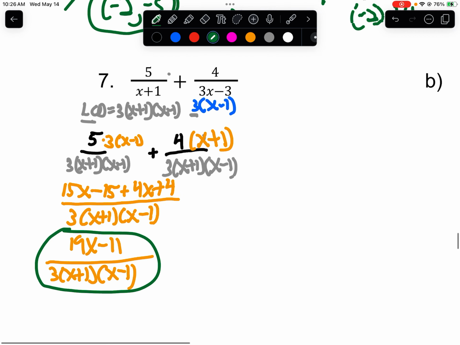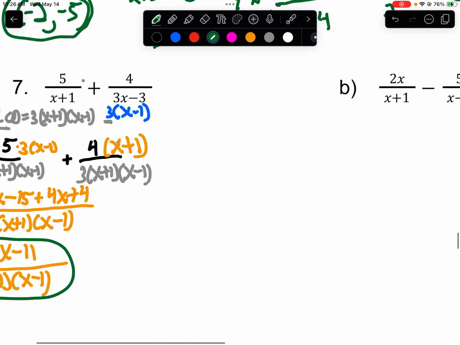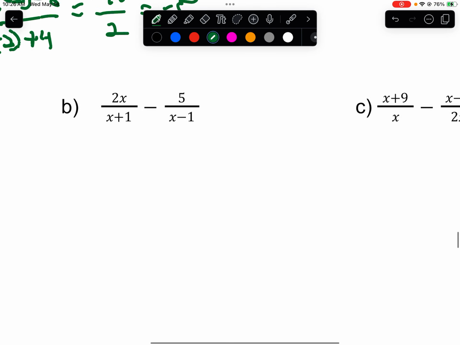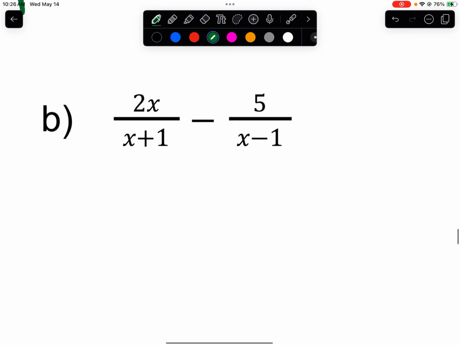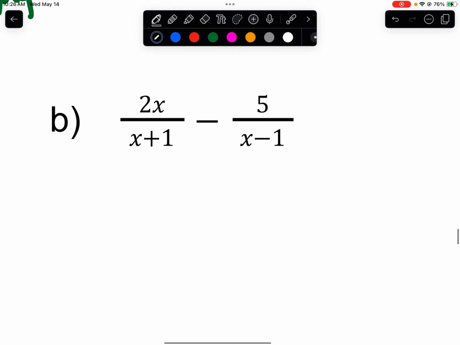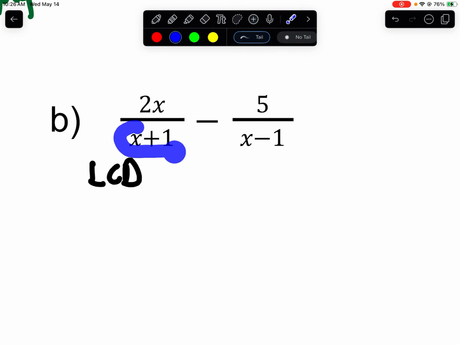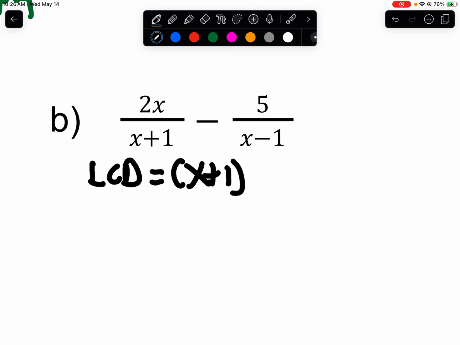Okay? You see, it can be very tricky. Here's another one. I gave you 3. So on B, the LCD, you can tell, you just look at the denominators. Can we factor each one of these? No. So they're both linear terms, right? We got an x plus 1 and x minus 1. So the LCD is just going to be the combination of those two. So it'll be x plus 1 times x minus 1.